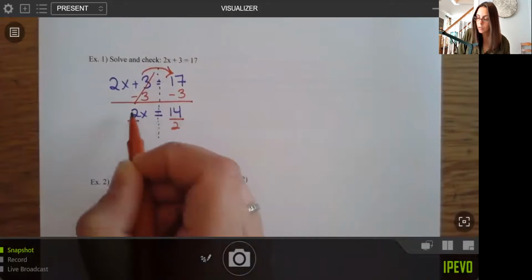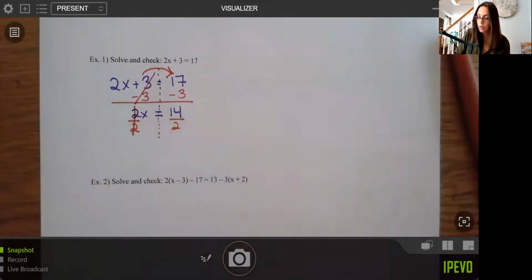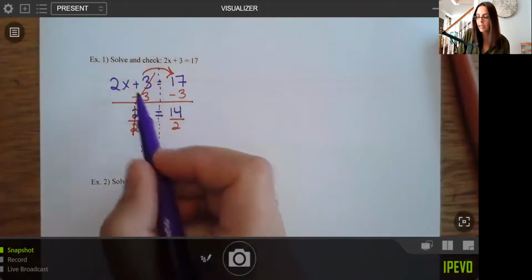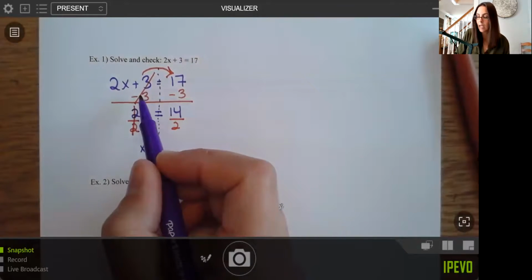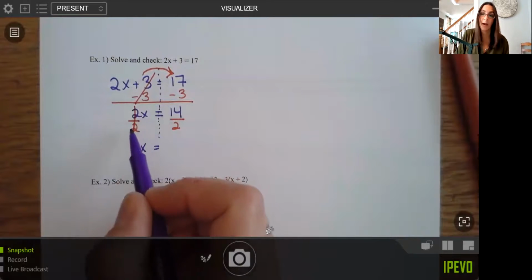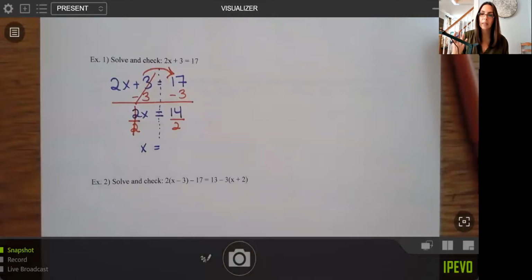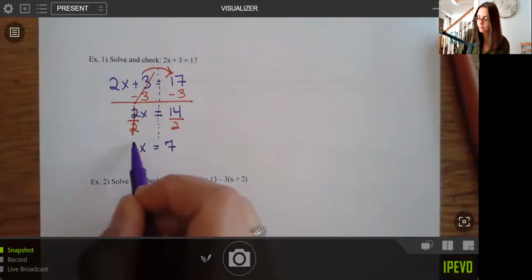Now 2 divided by 2 is 1, but 1 times x is just x. Notice that our last two steps cancel for different reasons. This one cancels because we have addition of 0, which doesn't change the problem. And this one cancels because we end up multiplying by 1, which doesn't change the problem. So you're canceling, but in two different ways. And I have x equals 7.